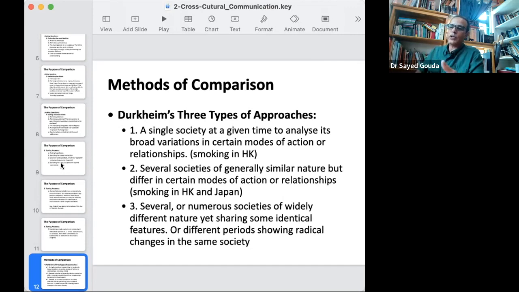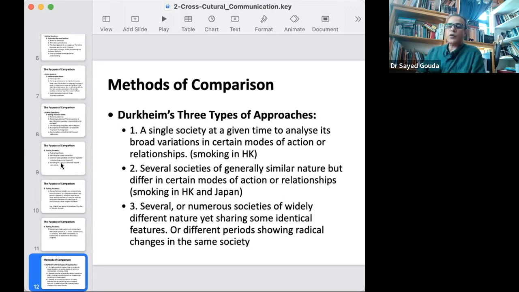The second approach, we compare between several societies of generally similar nature, but differing in certain modes, like smoking in Hong Kong and Japan. Hong Kong or Shanghai and Japan, for example, or Shanghai and Hong Kong. They are similar in many things, that they are both Asian, and they are both metropolitan cities and so on, but they are still different in many other ways. So another approach is to compare between two societies. We select one phenomenon, for example, and compare this phenomenon in one society and the same phenomenon in another society.